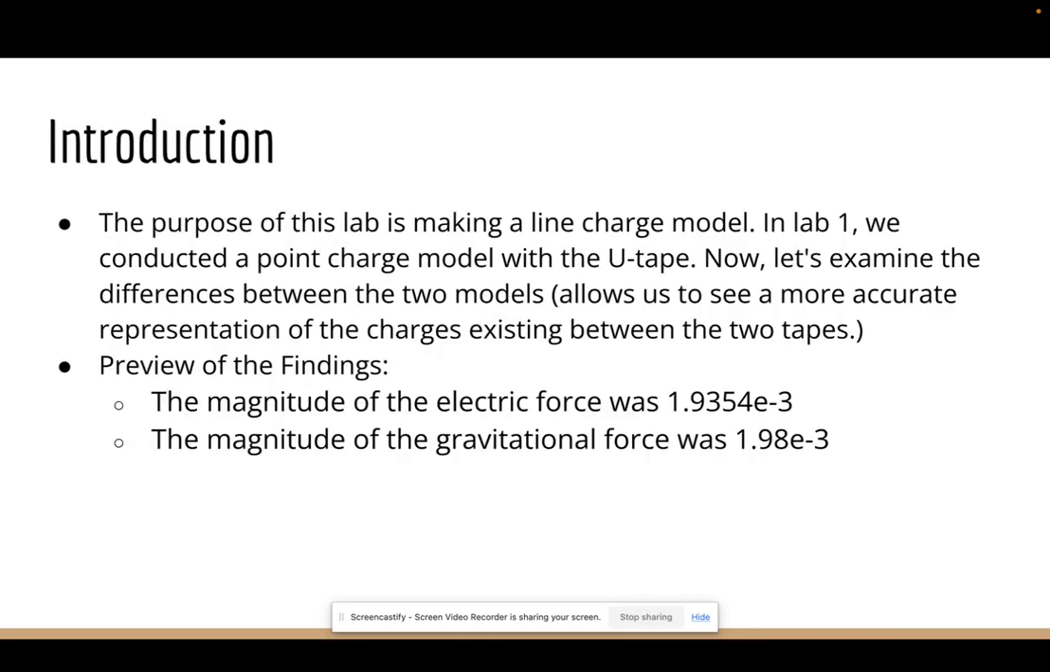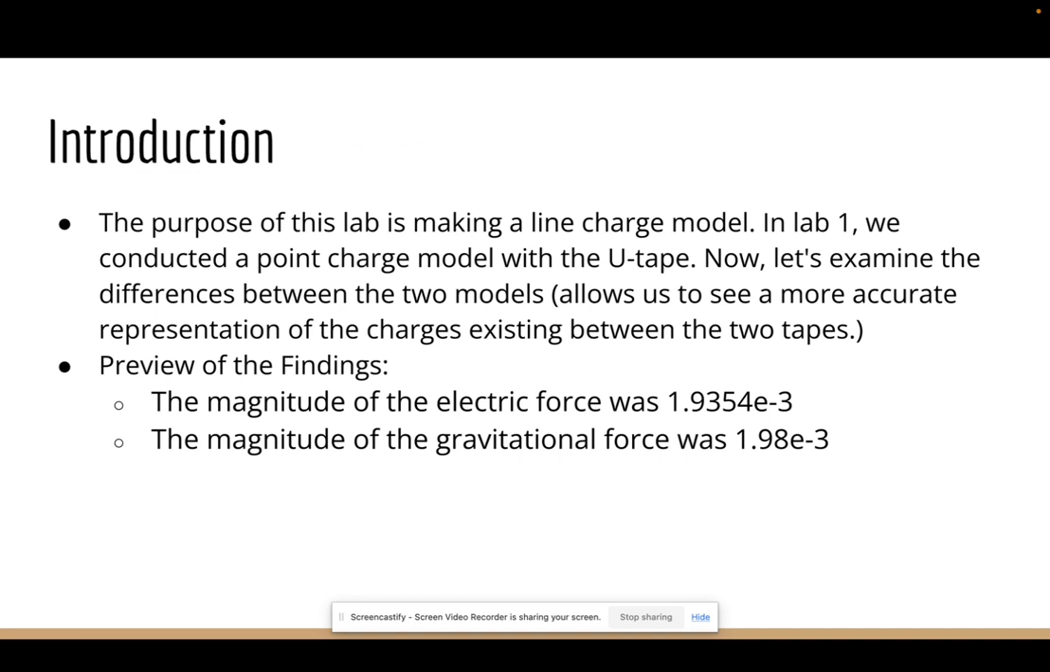So the purpose of this lab is making a line charge model, and in lab 1, we conducted a point charge model with the U-tapes. Now let's examine the differences between the two models. This will allow us to see a more accurate representation of the charges existing between the two tapes. This is a preview of the findings.